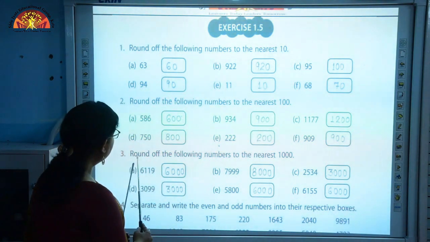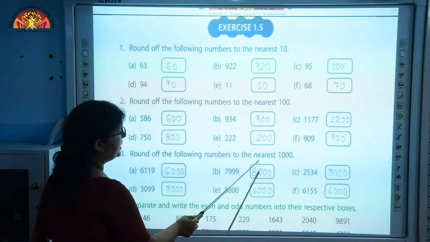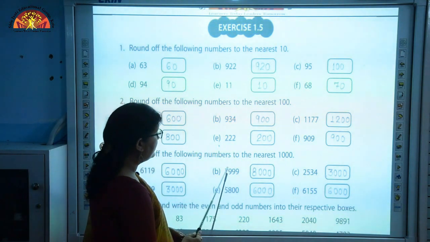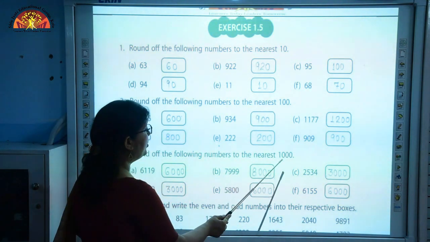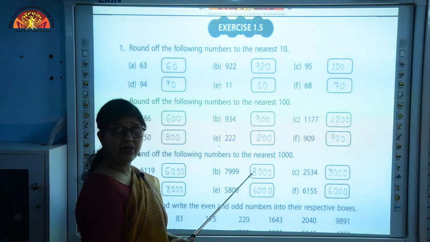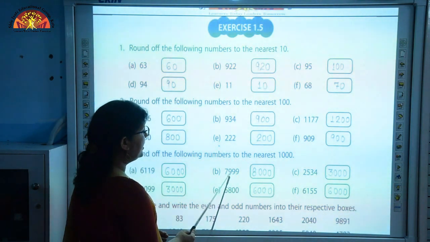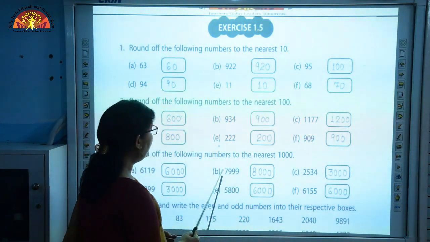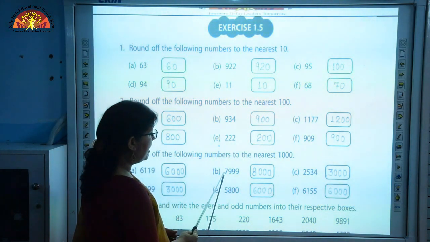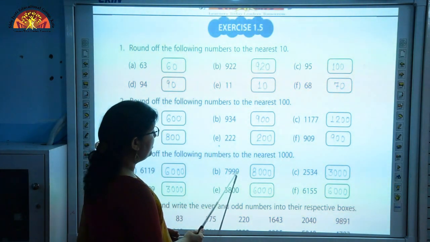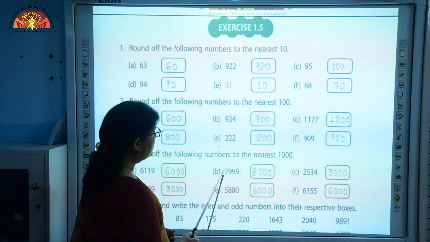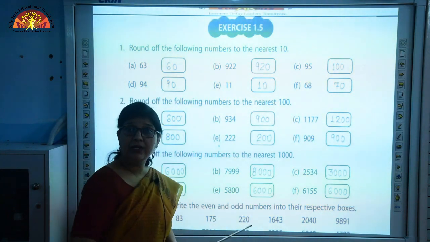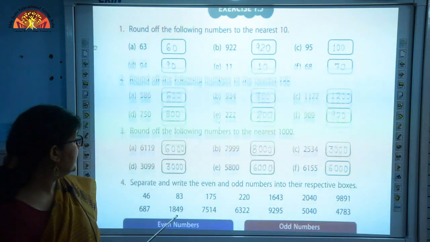Now question number 3 is round off the following numbers to the nearest 1000. So we will discuss B part here. This is 7999 and we want to round off the 1000 place. So we observe hundreds place of this number. It is 9 and 9 is greater than 5. So we add 1 at thousands place and hundreds, tens and ones place become 0. So 7 plus 1, 8. So what number we will get? 8,000. Remaining part of this question you do yourself.